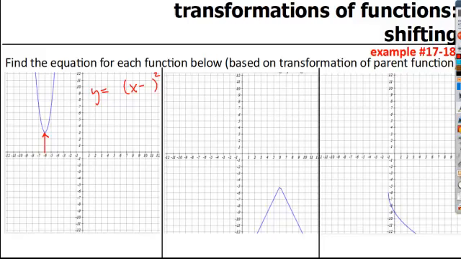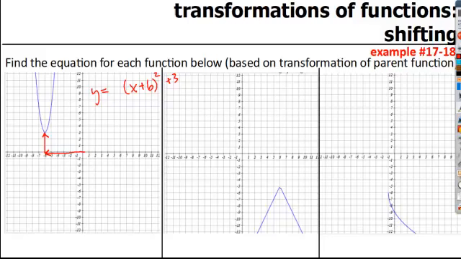In this example, it gets moved up 3. So there's our plus 3 on the outside. That's our vertical shift. And our horizontal shift, it got moved where? Got moved to the left 6 units. So x minus a minus 6. Okay, so we know what the inside is going to be.